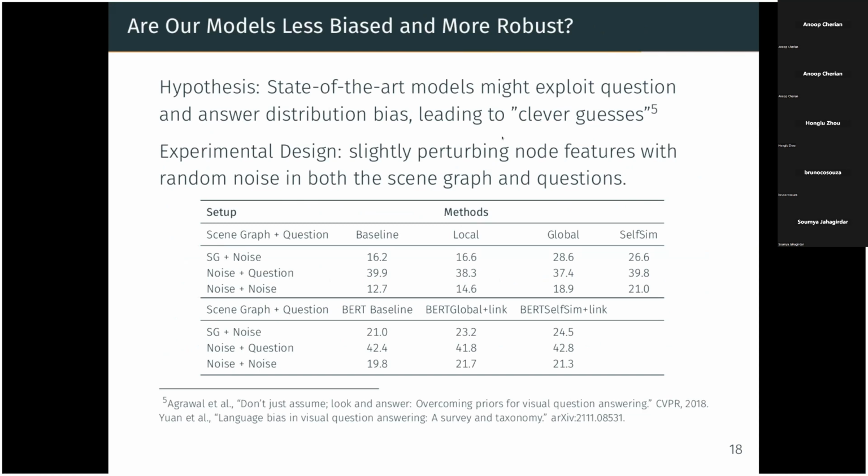Here is to check whether our approach is less biased and more robust. Here we just slightly perturbed the node features with random noise over the scene graph, the question, and both. And you saw that our model is more robust. Here, even when using a more expressive language encoder, it's important to point out that our model is only comparable to the baseline when we perturb the scene graph, because the baseline had a great drop and our model doesn't have a drop at all. So now it's like the same, because it's another piece of evidence that our model is paying more attention to the scene graph.